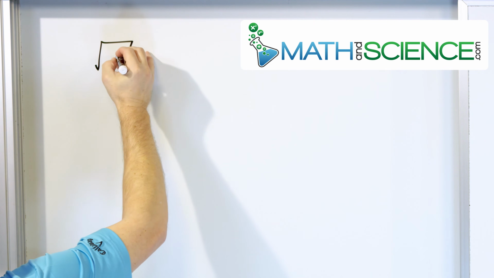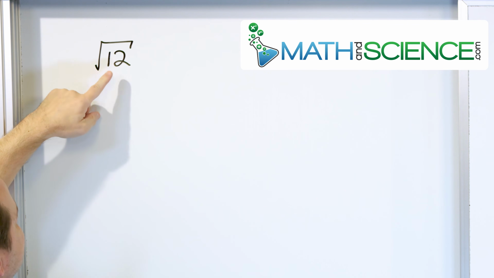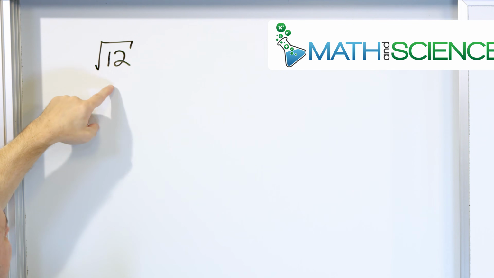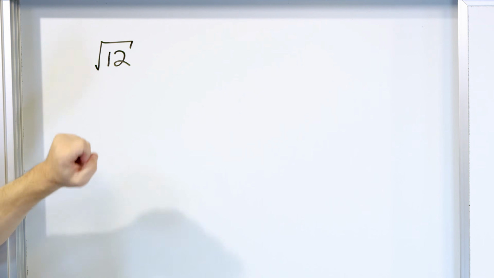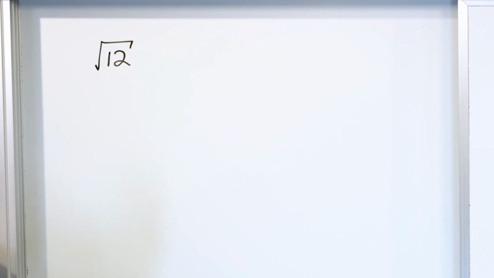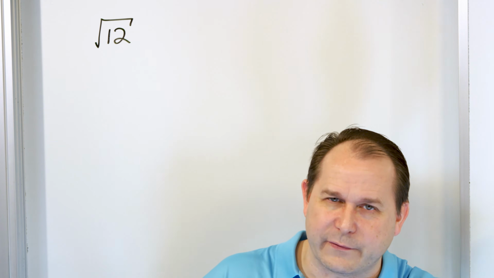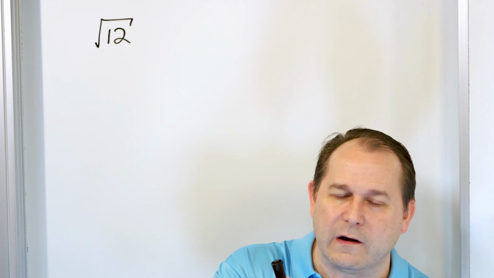So for instance, let's say that you were asked to figure out what the square root of 12 is. If you just think through it logically, you know that 3 cannot be the answer because 3 squared, 3 times 3, is 9. And that's obviously not the same as 12. And you know the answer can't be 4 because 4 times 4 is 16, and that's too big.